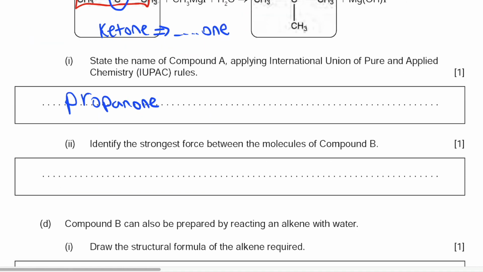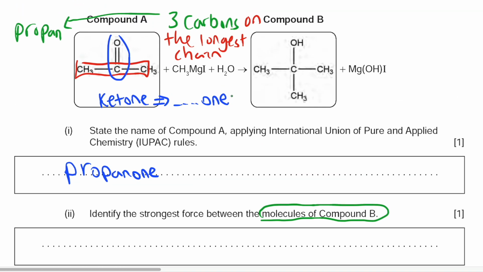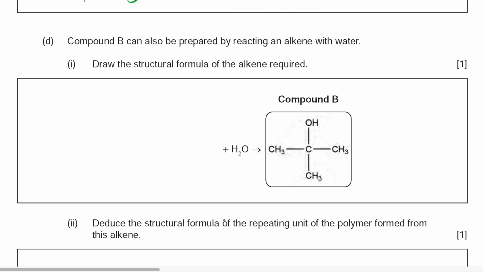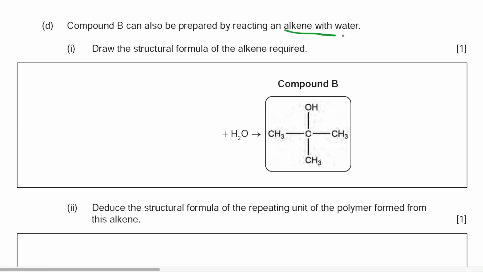Identify the strongest force between the molecules of compound B. So here you can see that compound B has an OH, which belongs to the alcohol group, and this is a hydrogen bond. And hydrogen bond is the strongest force between molecules, because we know that of all intermolecular forces, hydrogen bond is the strongest attraction force, right? Compound B can also be prepared by reacting an alkene with water. Draw the structural formula for the alkene required.